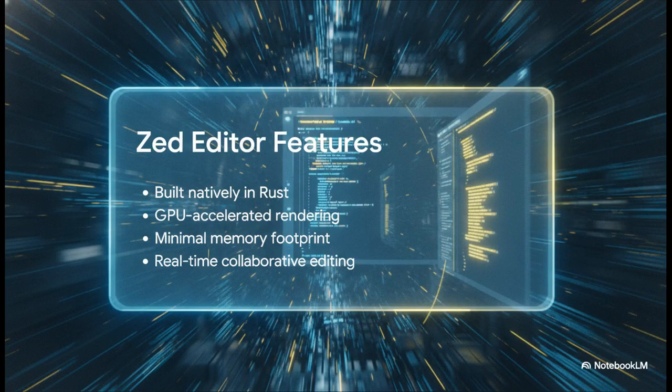Now, if you're someone who prioritizes pure speed above all else, there's Zed. Zed is the absolute speed demon alternative of 2026. Because it's built natively in Rust and uses GPU-accelerated rendering, it is virtually instantaneous. It's kind of like the difference between driving a reliable family minivan and a stripped-down Formula One car. It has a minimal memory footprint compared to those Electron-based editors, and it even features built-in real-time collaborative editing, making it smooth enough for remote pair programming. The tooling you choose really sets the pace for your entire project.